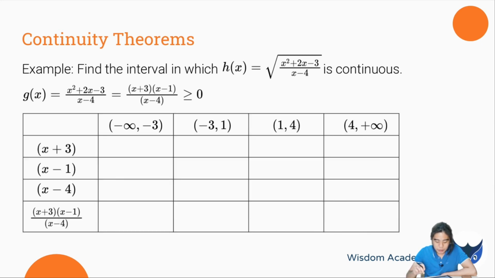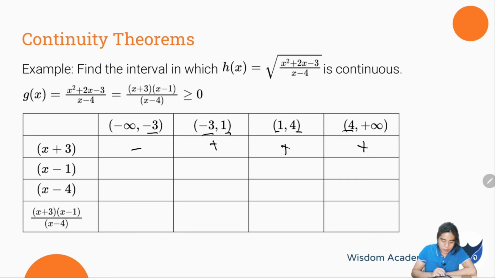Next, we'll get the table of signs. So, sa table of signs, naghahanap lang tayo ng sign sa intervals na to. So, since ang critical points natin ay negative 3, 1, and 4, yun yung magiging endpoints natin. And so, from negative infinity to negative 3, ang magiging sign ni x plus 3 is a negative number. And kapag greater than na sa negative 3, puro positive na.